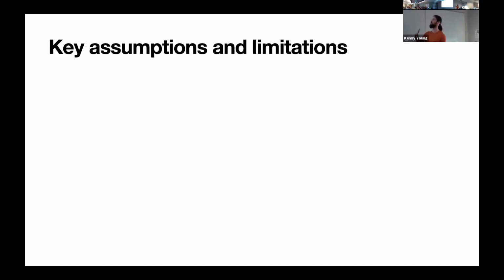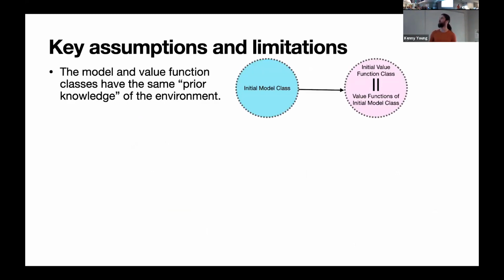So with that said, I think this result is interesting and intuitively useful, but there are definitely some key assumptions and limitations around it. The first is that I'm assuming the model and value function class have the same prior knowledge of the environment. Specifically, I'm enforcing that by saying that the initial value function class we're considering is just the optimal action value functions of the models in that initial class. This is clearly not going to be true in practice. If you're using neural networks, whatever generalization characteristics or inductive biases they have are pretty nebulous, and they're not going to be the same between a model and a value function.